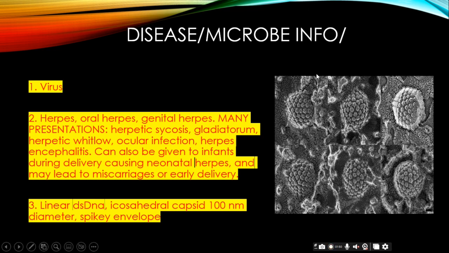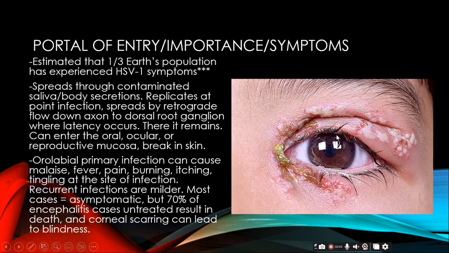So if you look here on the right side, you can see a picture of the virus. It is an icosahedral capsid, approximately 100 nanometers in diameter. It does have a spiky envelope, and it is a double-stranded DNA virus. So the portal of entry, as you can see on this right-hand picture, it can enter the eye, it can enter the mouth, it can also affect the urogenital tract, and the skin as well. So lots of portals of entry.